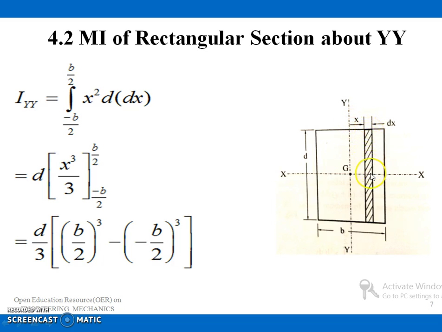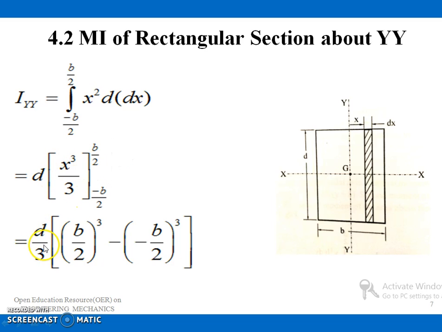And if I integrate this moment of inertia with respect to the limit minus b by 2 to plus b by 2, I can find the total moment of inertia with respect to the y-axis. So Iyy is equal to integral minus b by 2 to plus b by 2 x square d dx. So I can write it like this.